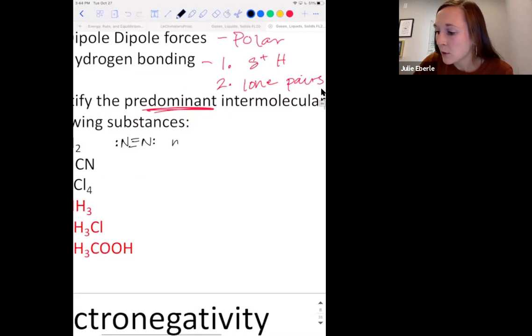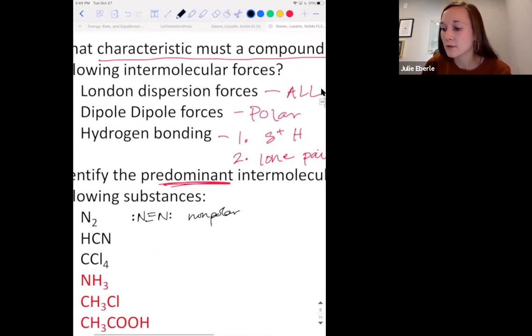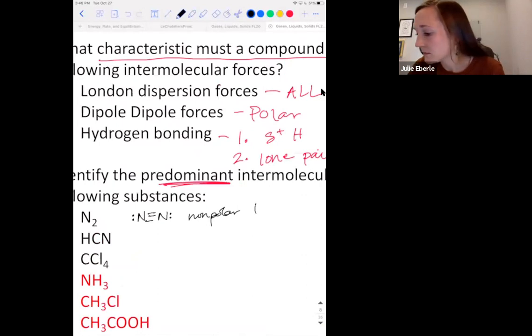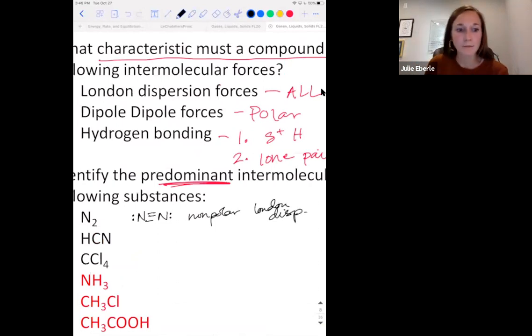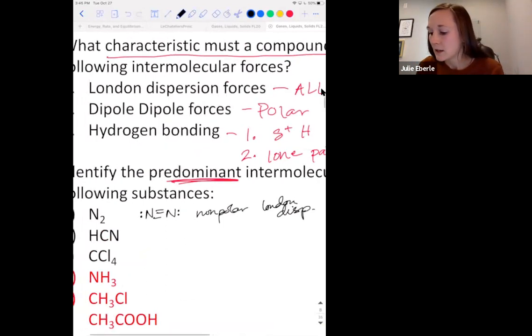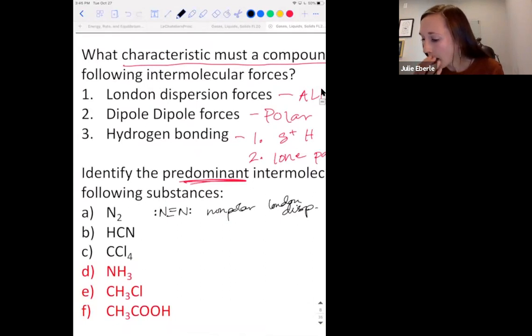So because this is nonpolar, what is the strongest force? London dispersion, dipole, or hydrogen bonding? London dispersion. Great. Okay. Next, we have HCN. How do you draw a Lewis structure for HCN?